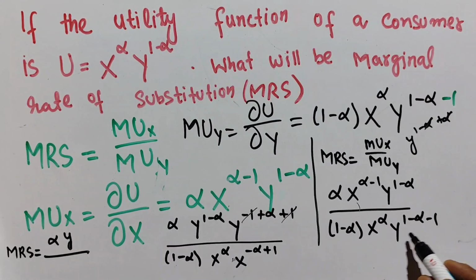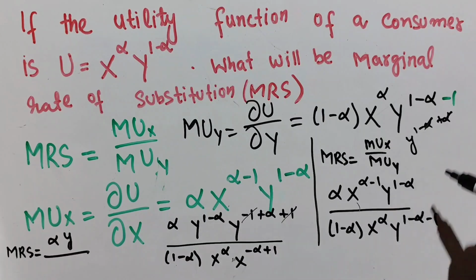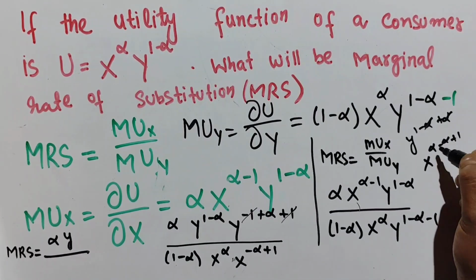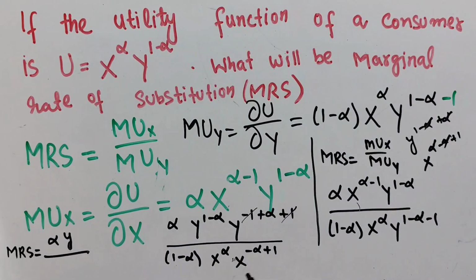And by the same logic here, what happens here, okay, we are left with this very term here. So we have x raised power alpha minus alpha plus 1. Again alpha gets cancelled, we are only left with x and 1 minus alpha. So this will be y upon x. This will be the MRS of x and y.